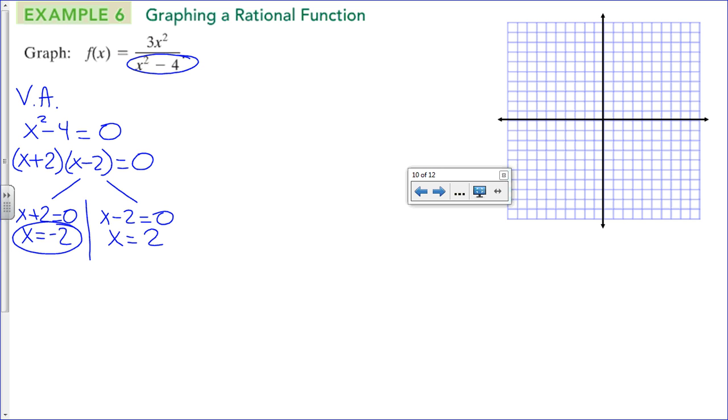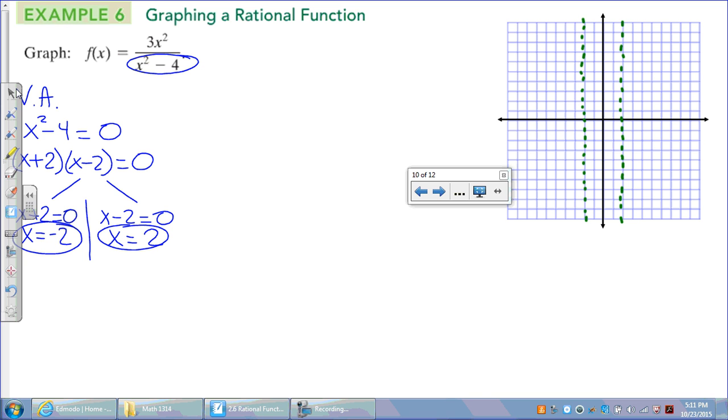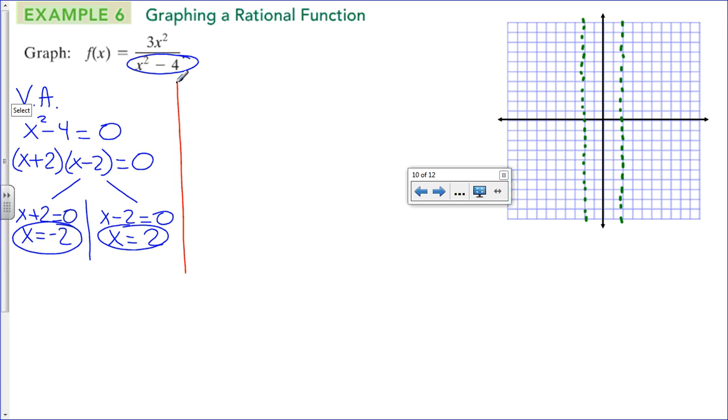So in this case, we have 2 vertical asymptotes. One is located at x equals 2, and the other one is at x equals negative 2. After that, what I would like to do is find that horizontal asymptote. And so we could see here that the degree of the numerator is a 2, the degree of the denominator is also a 2. So in this case, we have to get the ratio of the leading coefficients.